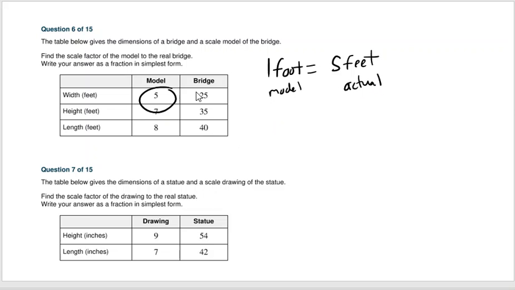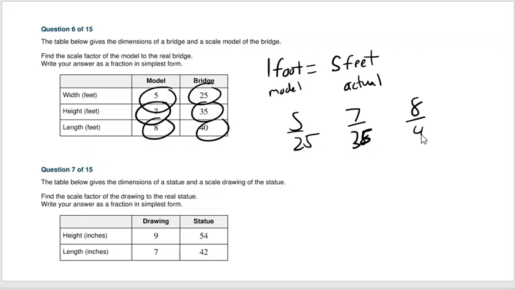And if we were to take these 5 over 25, 7 over 35, and 8 over 40, we can see that all of these simplify to 1 over 5. So that is our scale factor. It would be 1 foot to 5 feet. So let's go ahead and look at the next one.